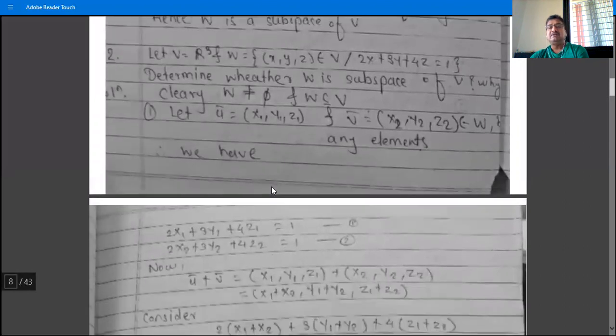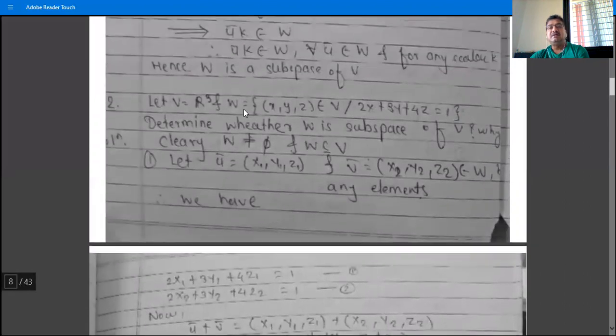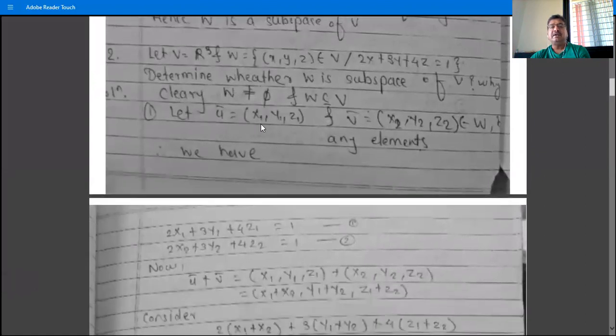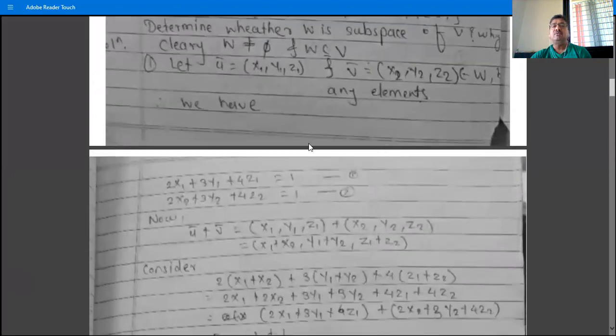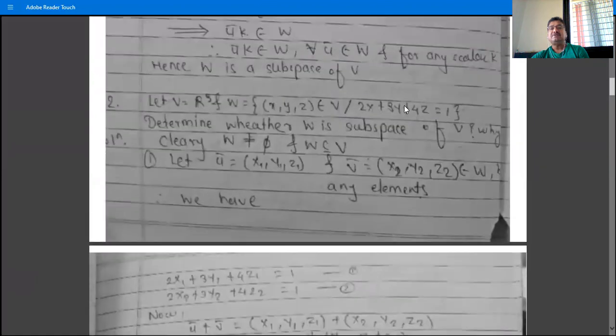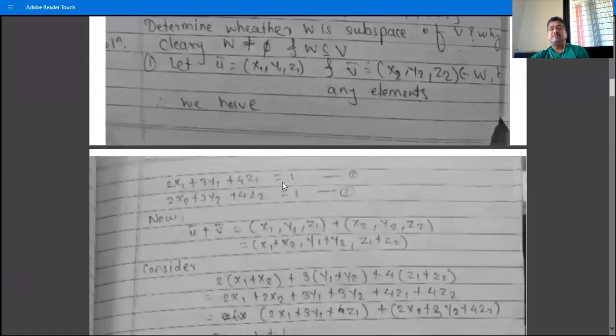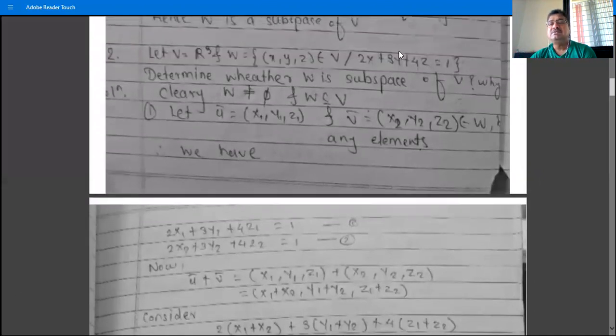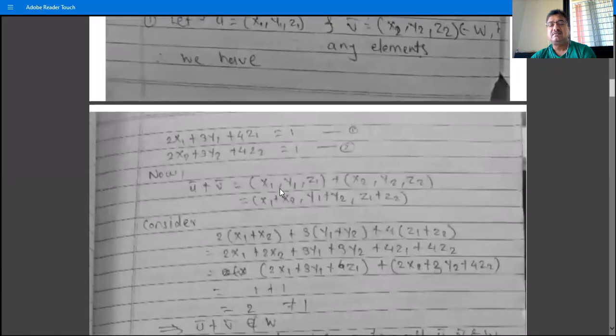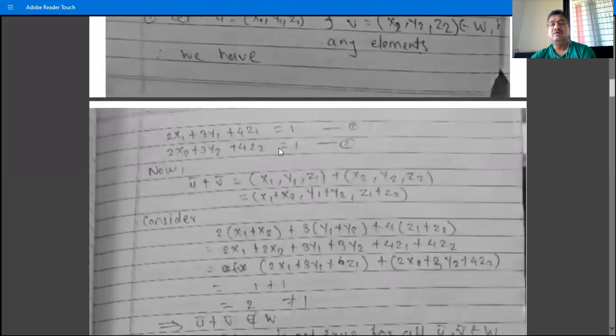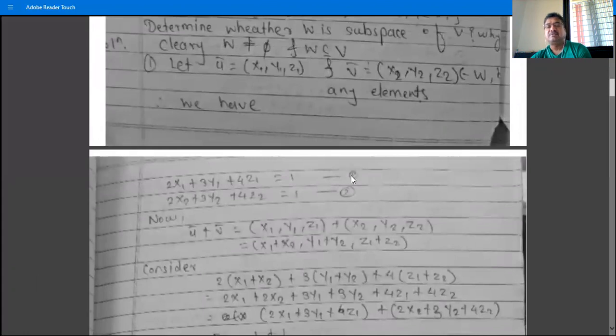So we have to check whether these two conditions are satisfied by elements of W or not. For the first condition, we take two elements. Suppose u bar is (x1, y1, z1) and v bar is (x2, y2, z2), belonging to W, any two elements. Since (x1, y1, z1) belongs to W, it satisfies 2x1 plus 3y1 plus 4z1 is equal to 1. Also, (x2, y2, z2) is an element of W, so it satisfies 2x2 plus 3y2 plus 4z2 is equal to 1. Call these equations 1 and 2.